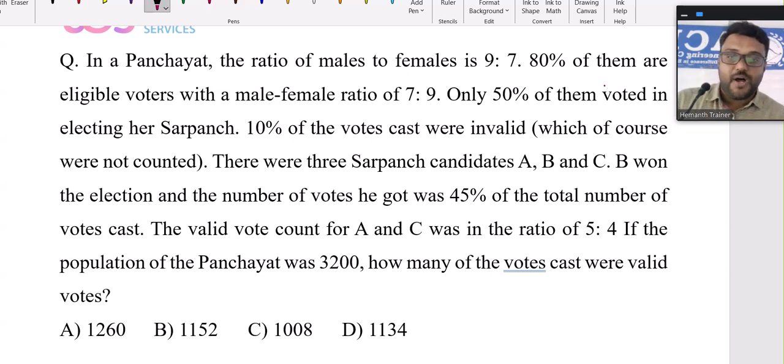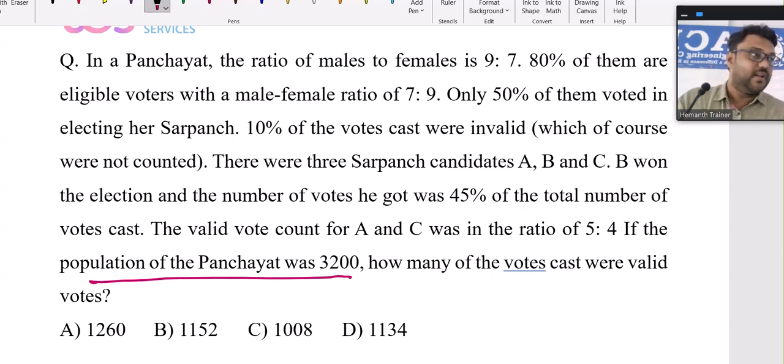So see, the population of the panchayat is how much? 3200. In the question they said males and females are 9:7, and then 80% of them are eligible voters. If you go for the election concept, I discussed it already in the percentages video. Suppose in our college, we have 5,000 people, right? But all are not eligible for voting. First years may not be eligible, their ages might not be satisfied. So out of 5,000 people, only 4,000 are eligible for voting.